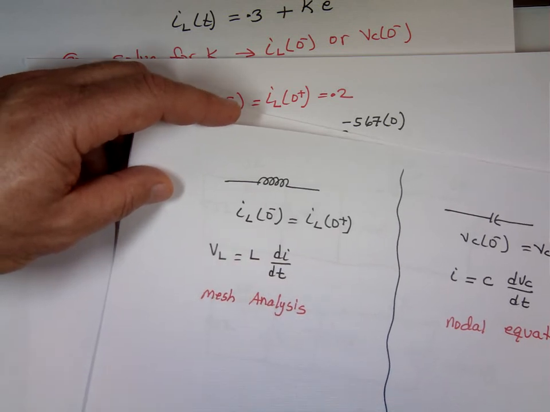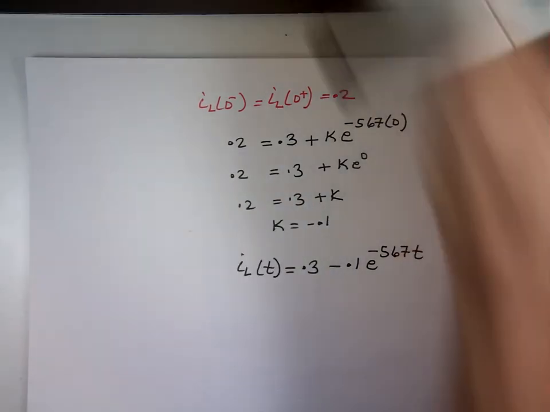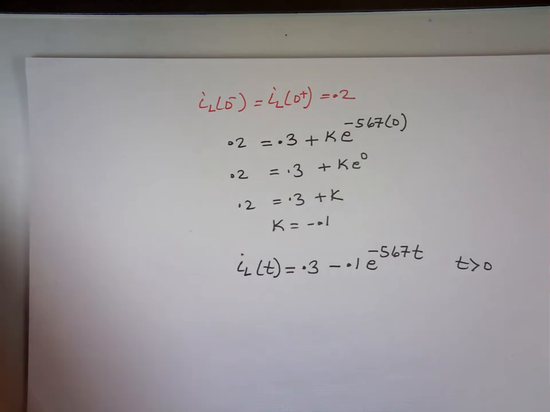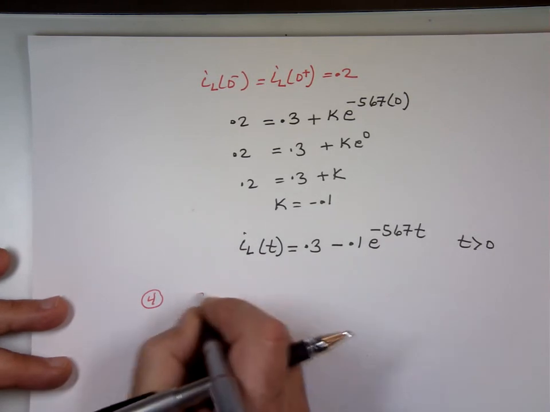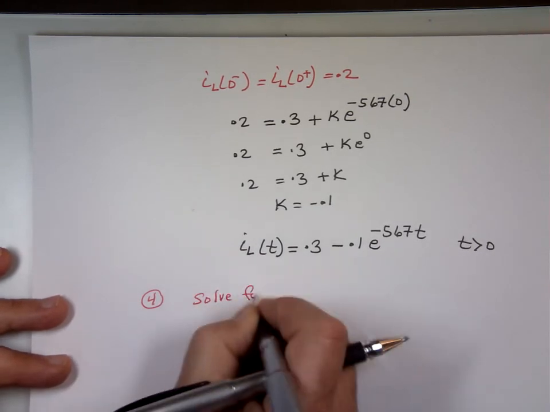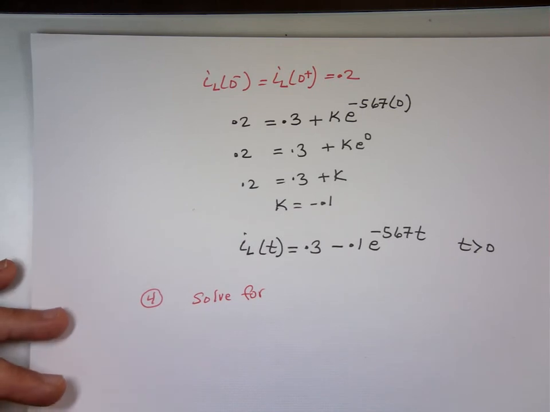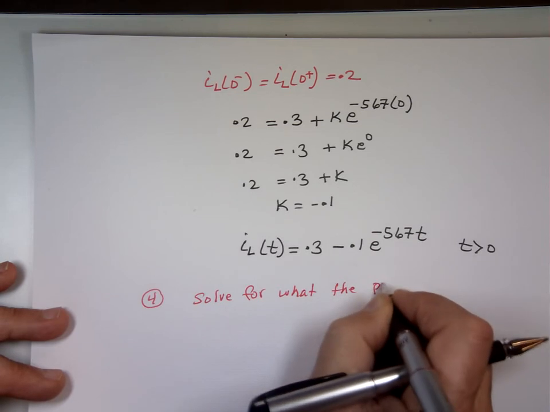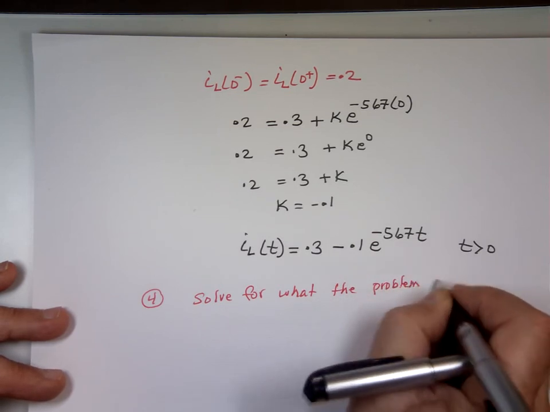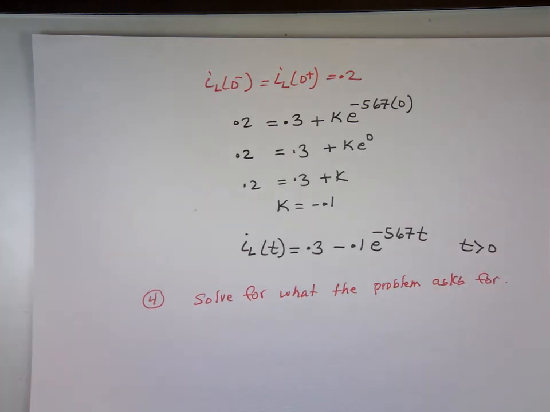So that's the last step there. The last step is now solve for whatever they're looking for. Step 4, what we found here is the current through the inductor, but that's not what they're looking for. Solve for, what should we say? Whatever they're asking for. What the problem asks for. So solve for what the problem asks for. What did the problem ask for is the current through that.